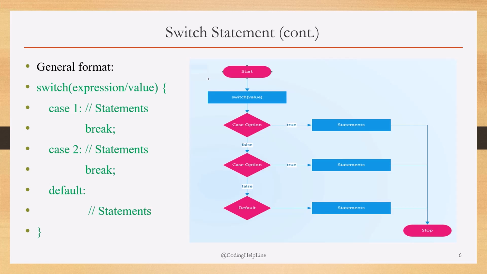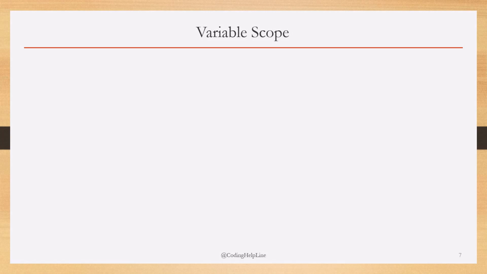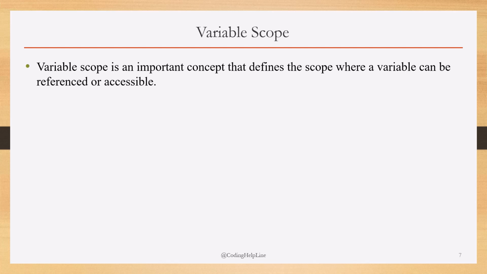Variable scope. Variable scope is very important in Java programming. In almost every programming language, variable scope is, you can say, a space where a variable is visible or accessible. Variable scope is an important concept that defines the scope where a variable can be referenced or accessed.